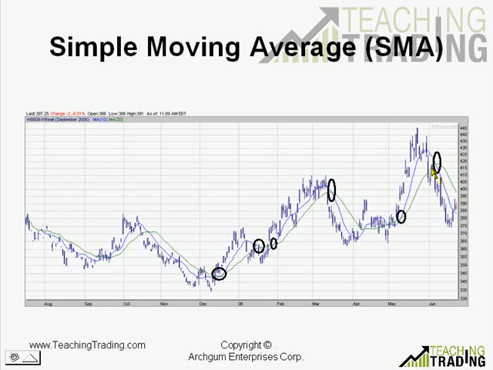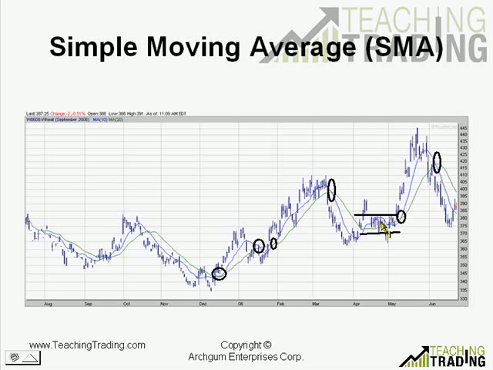Now the moving averages work well during trending markets. Here we have a period of sideways movement. So here we have a trading range. And we're getting a false signal. So we got a signal to buy, and then all of a sudden we got a signal to sell. So this is giving us a whipsaw.